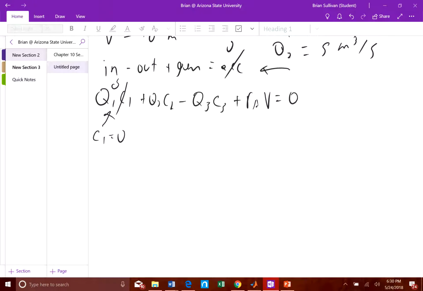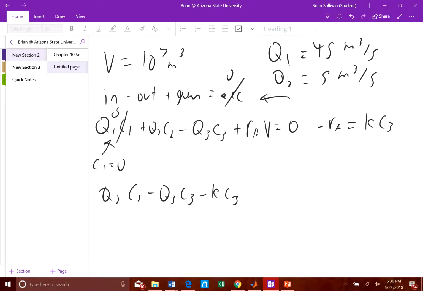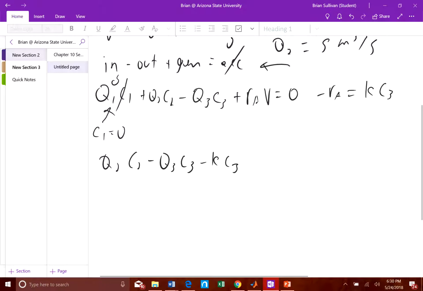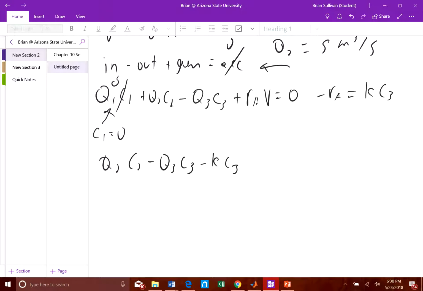Now we're solving for C3, so we have to put in a value for RA, and negative RA, really RP, but I'll call it RA, is the pollutant, and it's KCA, like this. So then you get Q2, C2 minus Q3, C3, minus KCA, which is not CA, it's C3, because it's the concentration of the lake, since it's a well-mixed lake, like a well-mixed CSTR. So you have to put C3 in for that value, and that will be times V is equal to 0.